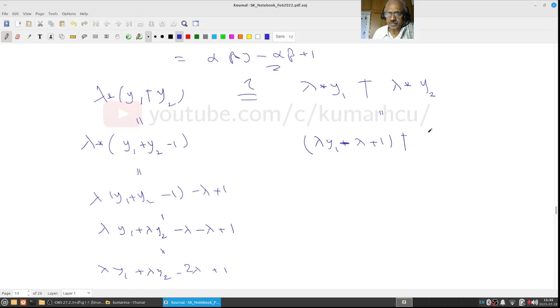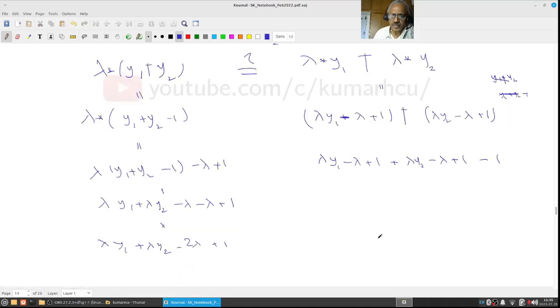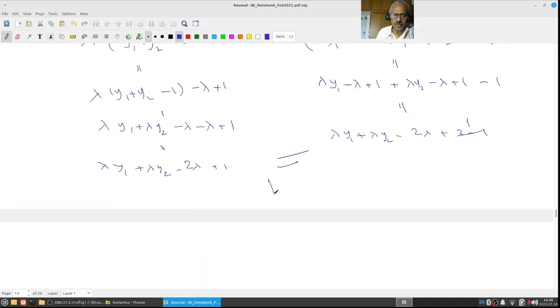This dagger, this is a real number. This is again lambda y2 minus lambda plus 1. And what is y1 dagger y2? That is y1 plus y2 minus 1. Therefore, lambda y1 minus lambda plus 1 plus lambda y2 minus lambda plus 1 minus 1. So this is equal to lambda y1 plus lambda y2 minus 2 lambda plus 2 minus 1, therefore plus 1. So I got these are equal. Pause, review, proceed.